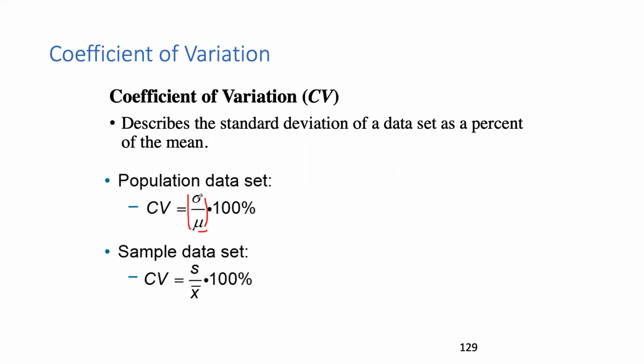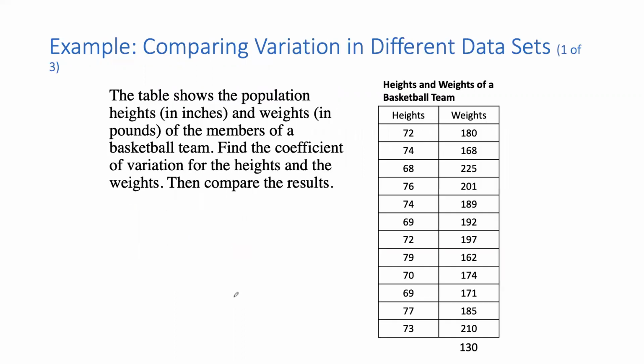If it's a population data set, it's sigma over mu times 100%. If it's a sample data set, then it's s over x bar times 100%. So it's just telling me the ratio between the standard deviation and the mean. Okay. Why would we need something like that? Because it lets us compare things which have different units.